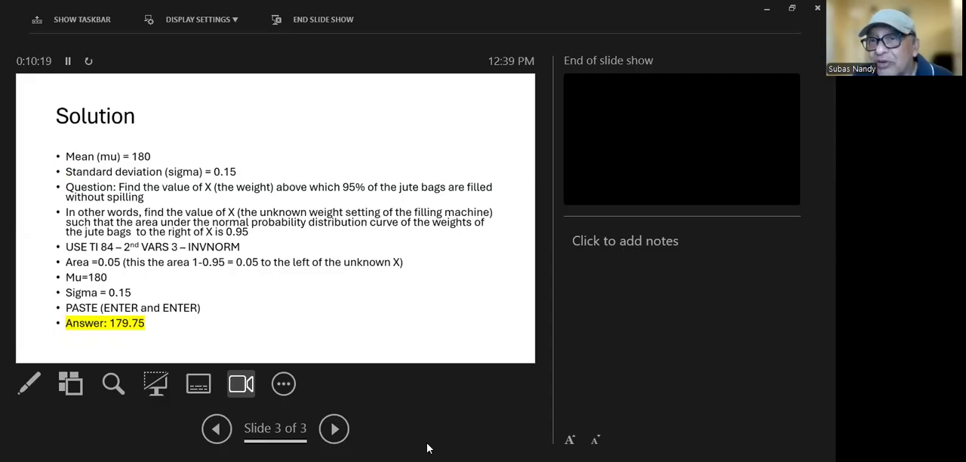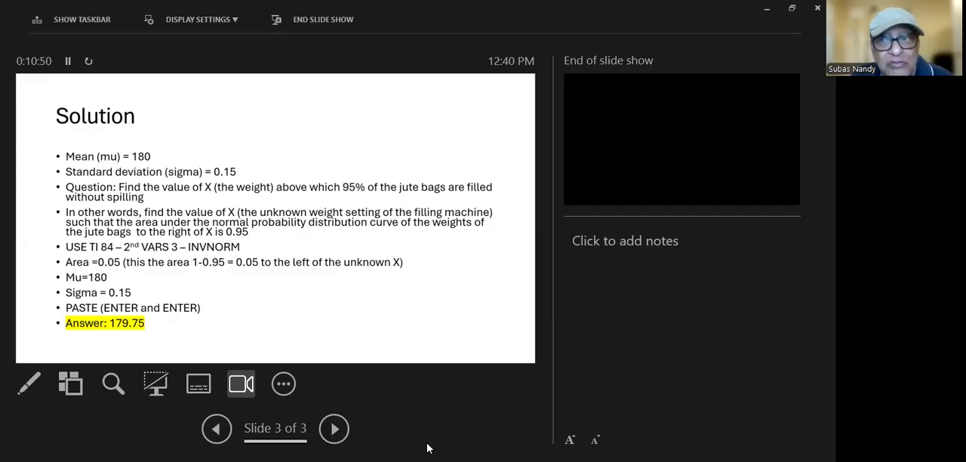So the area to the right of the unknown X is 0.95, or the area below X is 100 minus 95, or 5% of the time, or 0.05. So X is actually the fifth percentile. Percentile means what percent of the area is below. In this case, 1 minus 0.95 is 0.05, and we have to use that area when we use our calculator, the TI-84, to solve this problem.